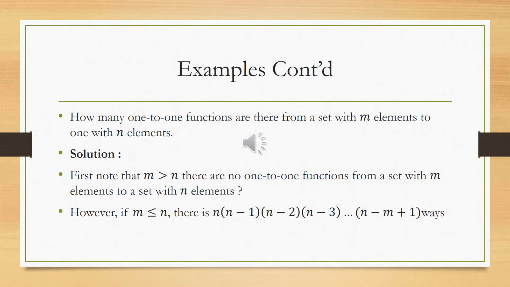Examples continued. How many one-to-one functions are there from a set with m elements to one with n elements? First, note that if m is greater than n, there are no one-to-one functions from a set with m elements. However, if m is less than or equal to n, there are n times n minus 1 times n minus 2 times n minus 3 and so on, up to n minus m plus 1 ways.